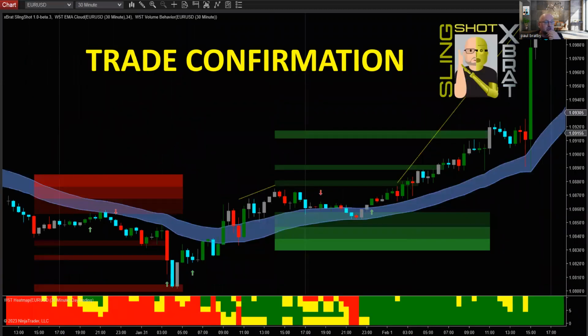So trade confirmations, again, important. Everything that we do with xBrat is all about signal confirmation, and that confirmation comes from the bias depth heat map. Now, will it look like that with SlingShot? Don't know. We're going to trial some different things to get that confirmation and try and keep the chart as clean as possible. But right now, part of that beta testing is having that bias depth heat map there.